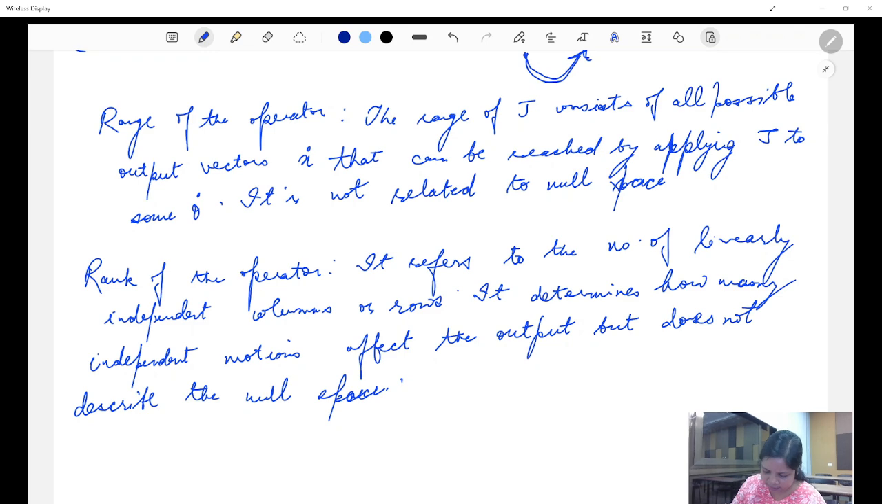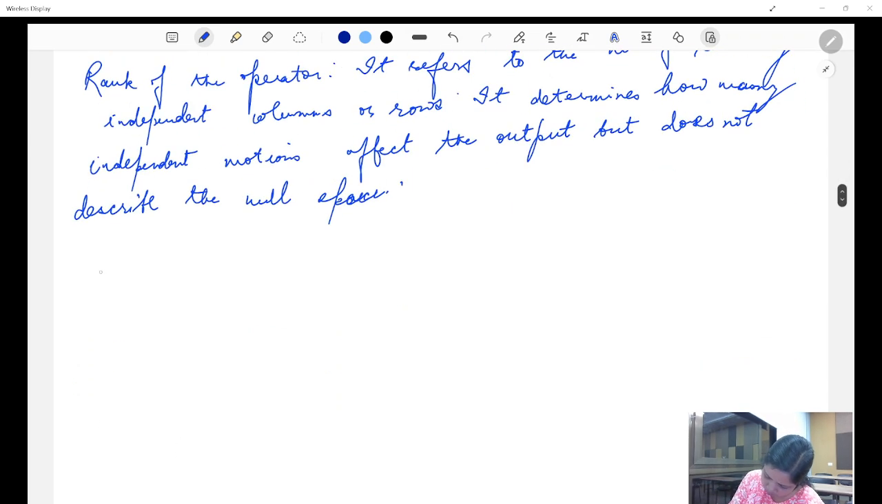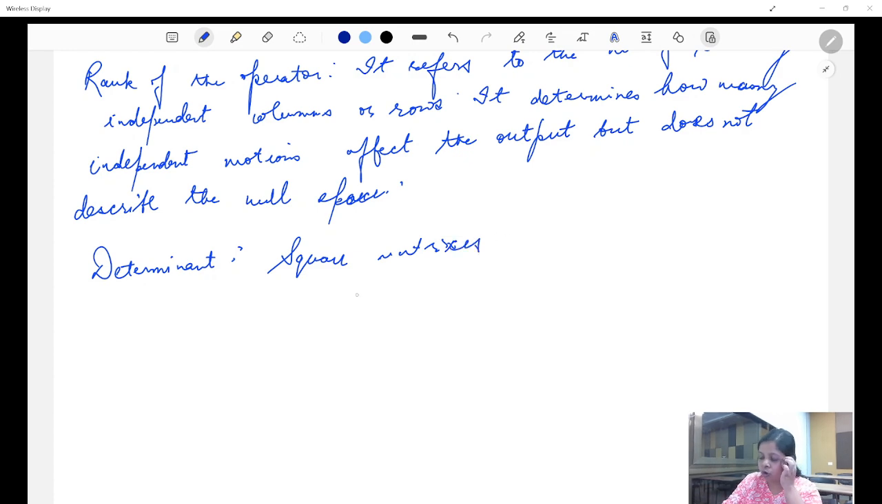And what is determinant of the operator? What will it give you? It is only defined for square matrices, right? You cannot do anything with non-square matrices. So if it is not defined for non-square matrices, then this is not applicable.